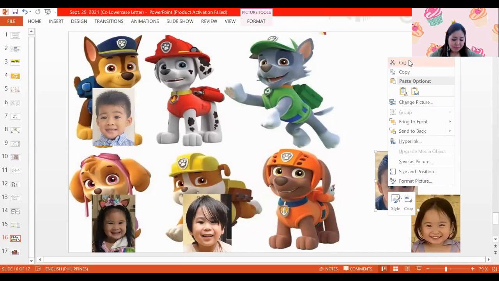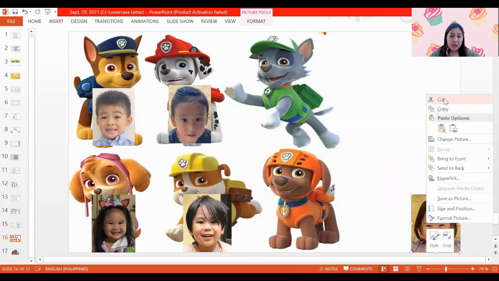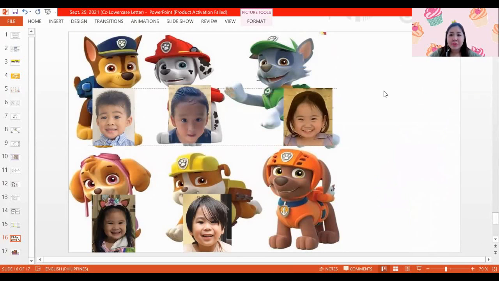Let's give Mason the firefighter friend. And let's give Mina the color green friend. Okay? So everybody got their friend today because they finished their work.